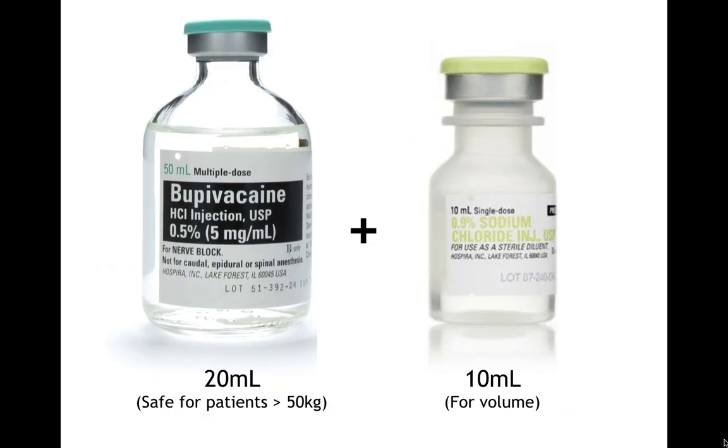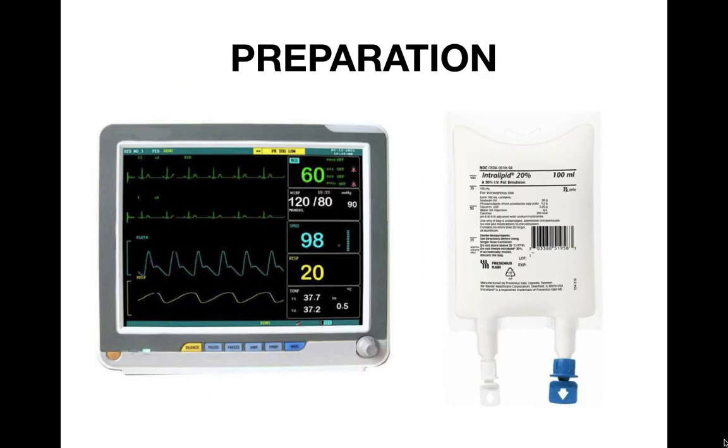And then, as this is a plane block, we'll use a large volume of anesthetic. So a combination of 20 milliliters of bupivacaine, 0.5%, which is safe for patients who weigh greater than or equal to 50 kilograms, as well as 10 milliliters of normal saline to provide additional volume for this block.